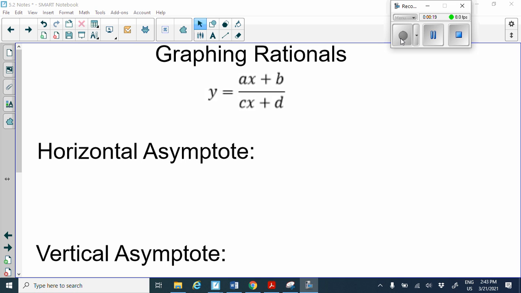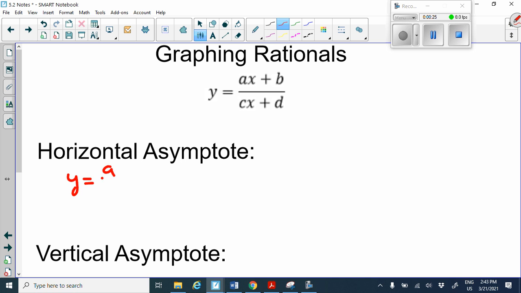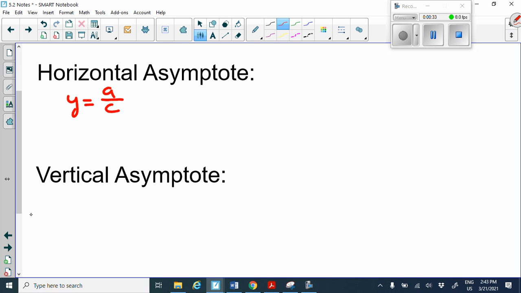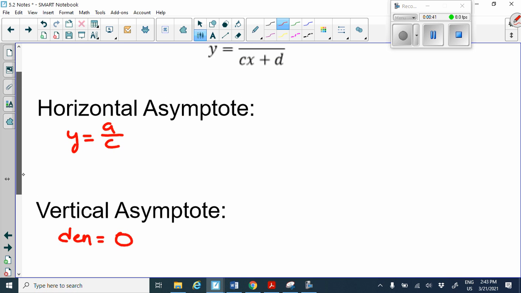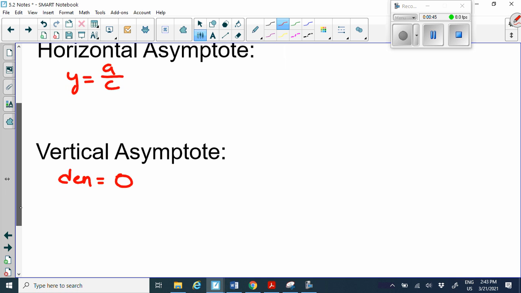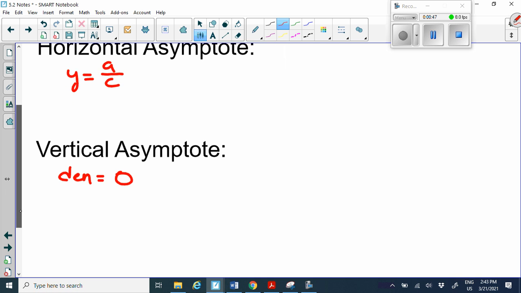Okay, so how do we figure out the horizontal asymptote? Well, that's going to be y equals whatever the a value is over the c, okay? So that'll give you the horizontal. Your vertical is going to be exactly the same as we did last time. Basically, you just set your denominator equal to 0, and we solve. So whatever that cx plus d equals, that's going to be your vertical asymptote. So remember, it's going to be that x.